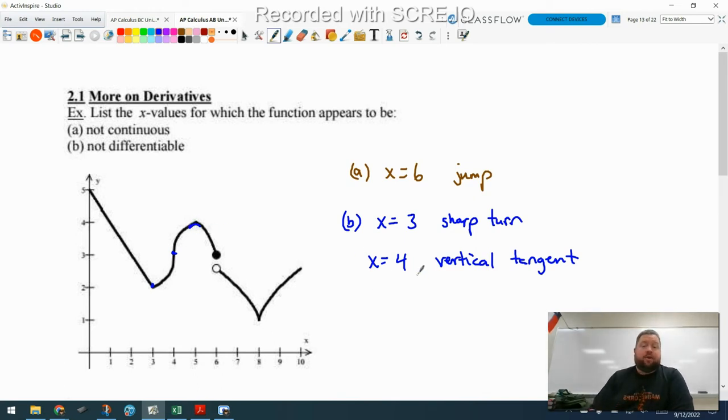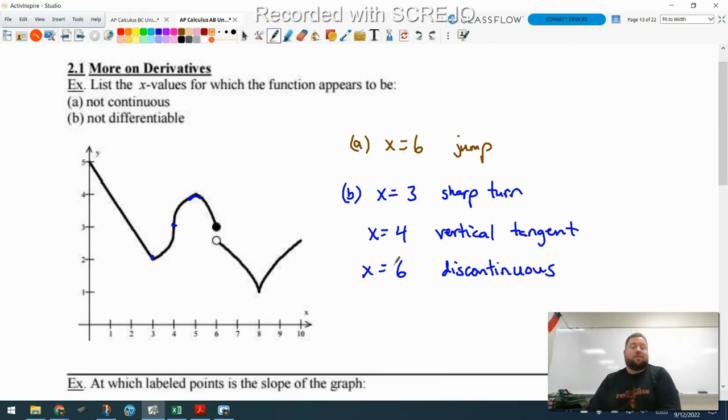All right, and then the other hidden one, x equals 4 is a little hidden, and then x equals 6 is hidden as well. People think, oh, I already said x equals 6, but that was for part A. It's also a point of not differentiability, because it's discontinuous. So remember, if a function is not continuous, it can't be differentiable either. All right, and then x equals 8 as well, and that looks like a cusp right there.